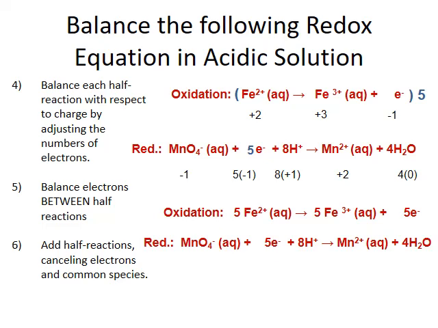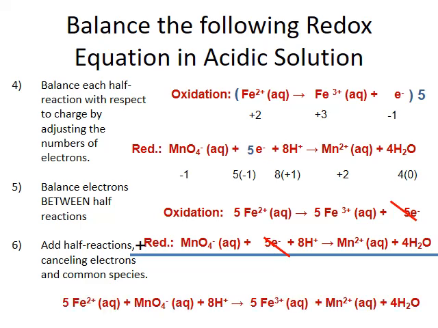Now, as I add these two reactions together, remember that I cancel out everything that occurs in the exact same form on each side. So I have 5 electrons that I know I can cancel out in both oxidation and reduction. That's the only thing in common on both sides. So we add everything else together. And our final balanced redox equation is 5 iron with a 2+ charge plus 1 permanganate ion plus 8 hydrogen ions react to produce 5 iron ions with a 3+ charge, 1 manganese ion with a 2+ charge, and 4 water molecules.